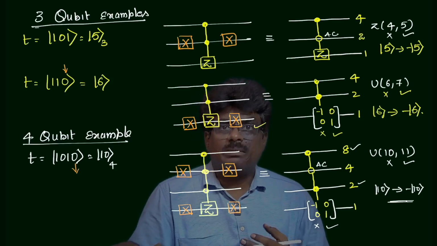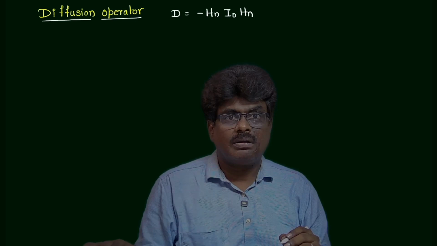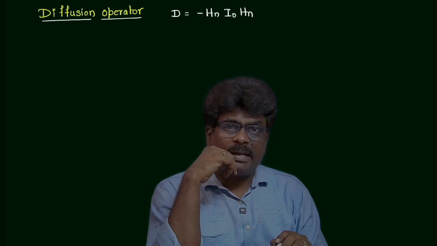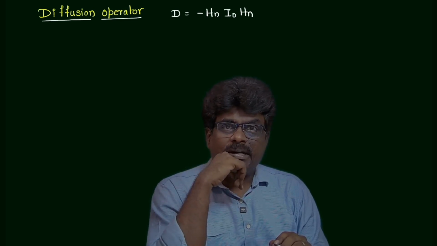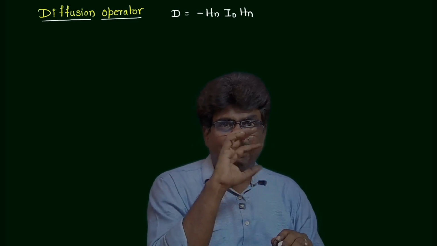Next, we'll discuss the diffusion operator. Right. So now let us discuss this diffusion operator. The diffusion operator is a minus H tensor n I naught H tensor n. Okay, so let me explain this.